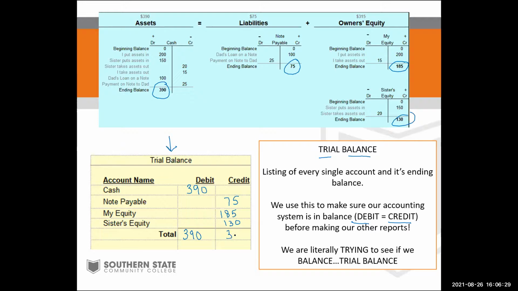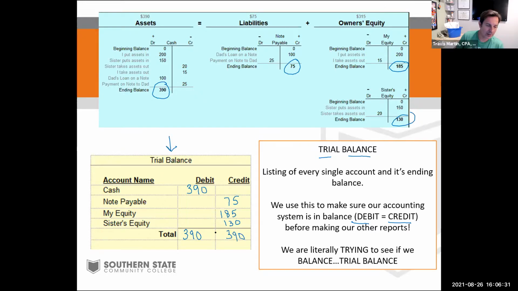The idea being, when we total them up, debits ought to equal credits. 390 equals 390. If those don't equal, we have a problem somewhere that we've got to go back and fix before we can make a balance sheet, before we can make any of the other statements that we're going to introduce later on. That's the trial balance, trying to see if we balance.